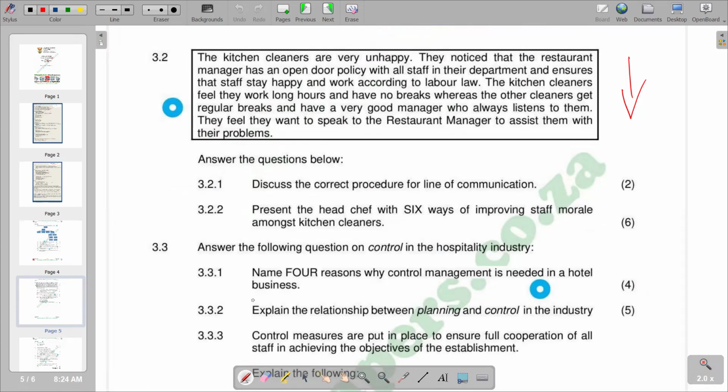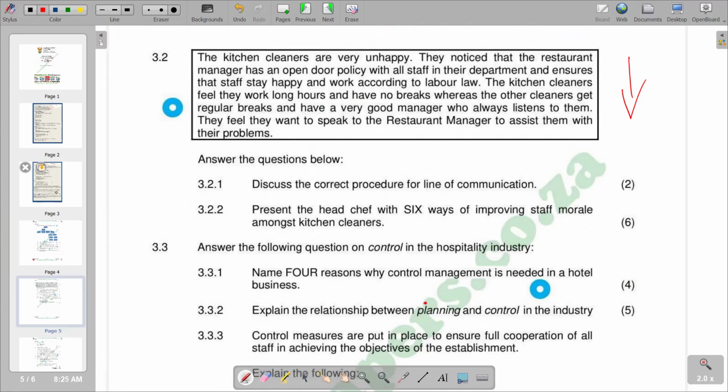And then moving on to the next one, 3.3.2, explain the relationship between planning and control in the industry. And of course, the one that starts is planning. So when you have planned, when we are now doing the actual activities, we should make sure that the actual activities that we are doing are within the lane of our plan. To make sure we have such a scenario, we should now control. So control measures are put in place so that the actual becomes the expected. So basically, that's what we have.